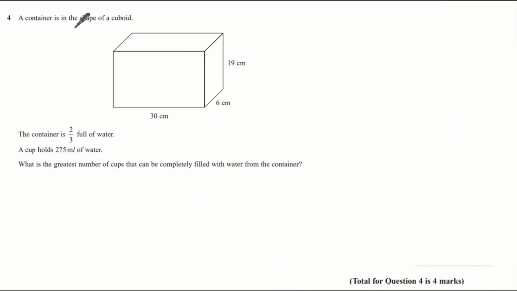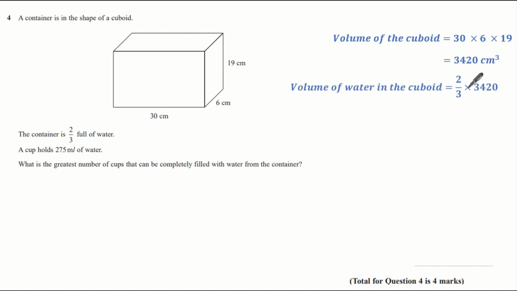Question 4 states a container is in the shape of a cuboid. The container is 2/3 full of water. Now a cup holds 275 milliliters of water, and we're asked what is the greatest number of cups that can be completely filled with water from the container. Well, first of all, let's find the volume of our cuboid. We know the volume of our cuboid is 30 multiplied by 6 multiplied by 19, which gives me 3,420 centimeters cubed. Now we know the volume of our cuboid is 2/3 water. So the volume of water in our cuboid is 2/3 times our 3,420, which is 2,280 centimeters cubed.